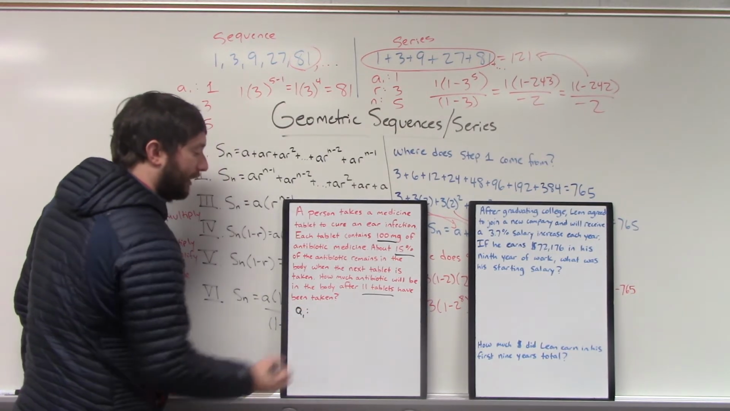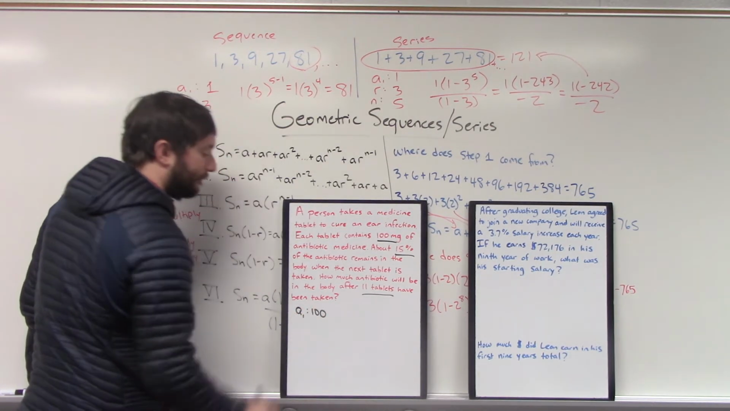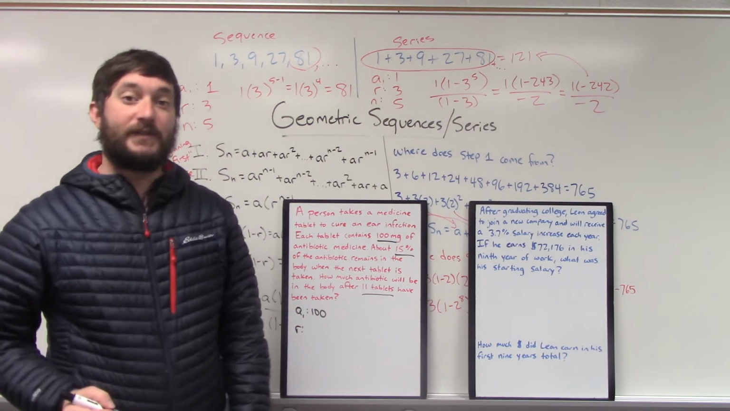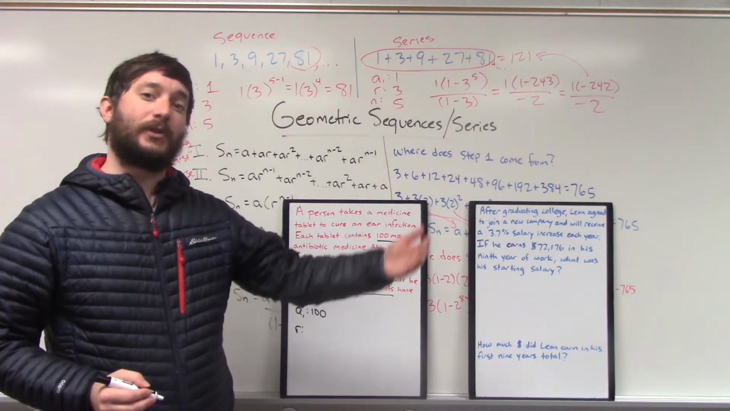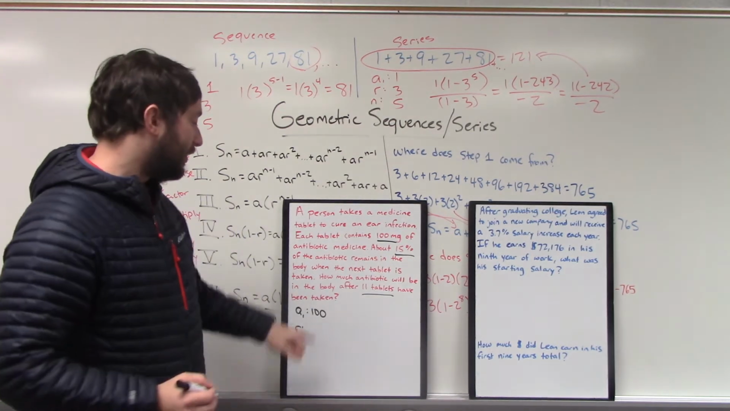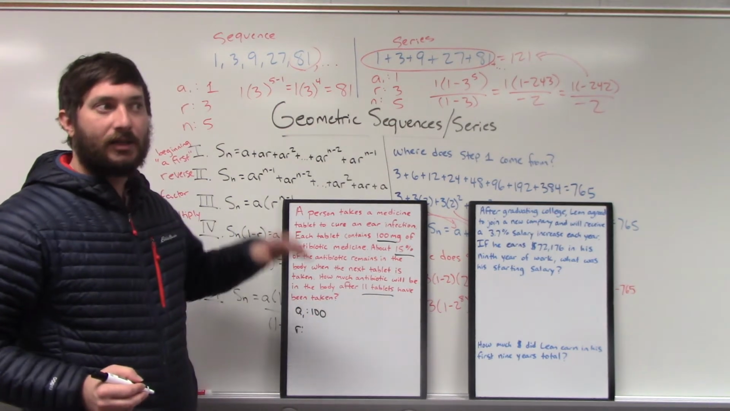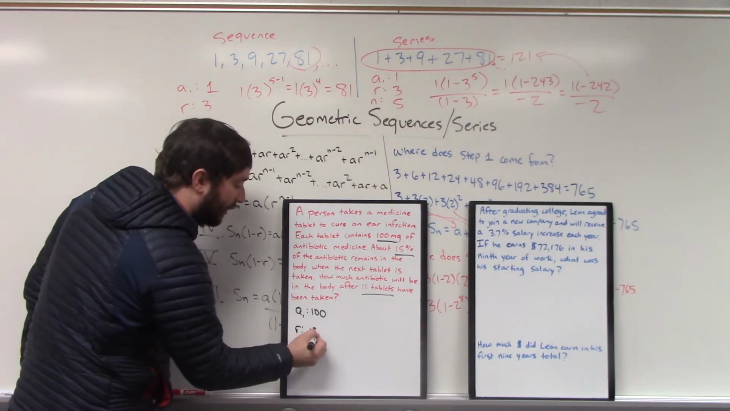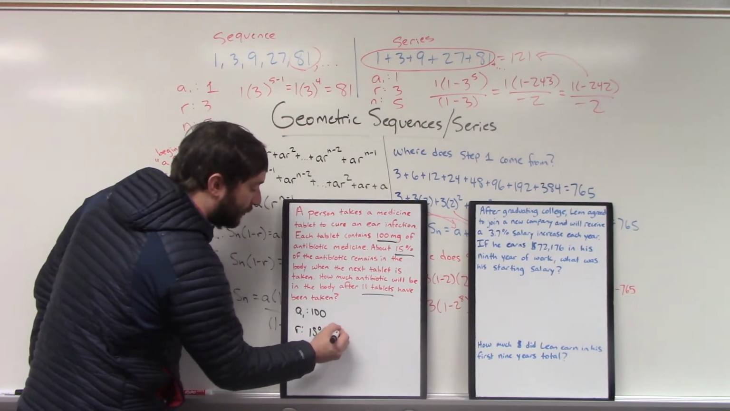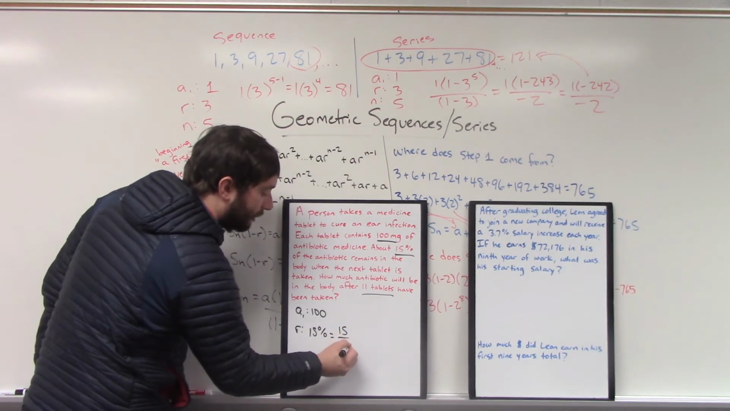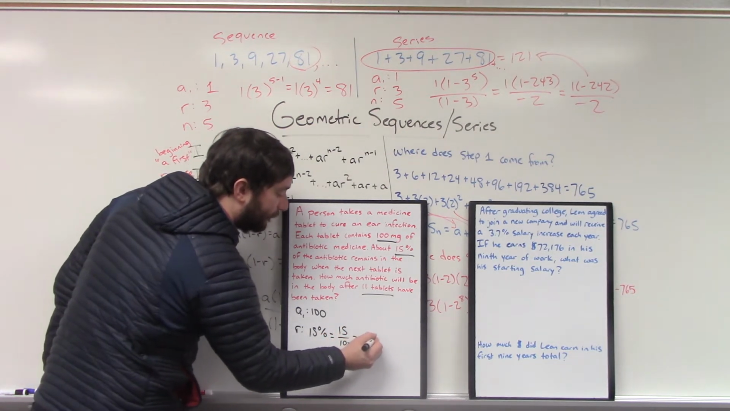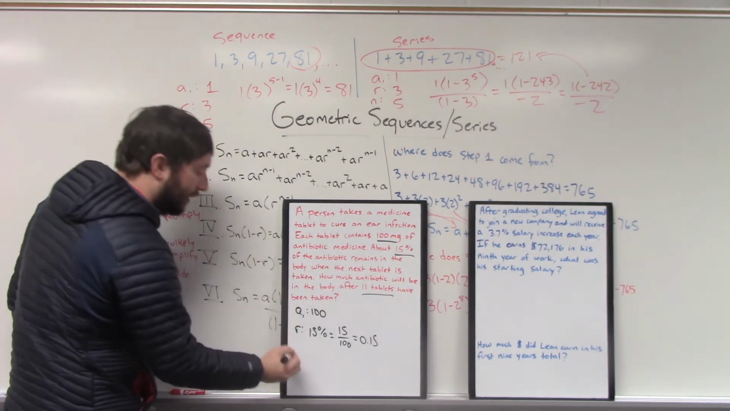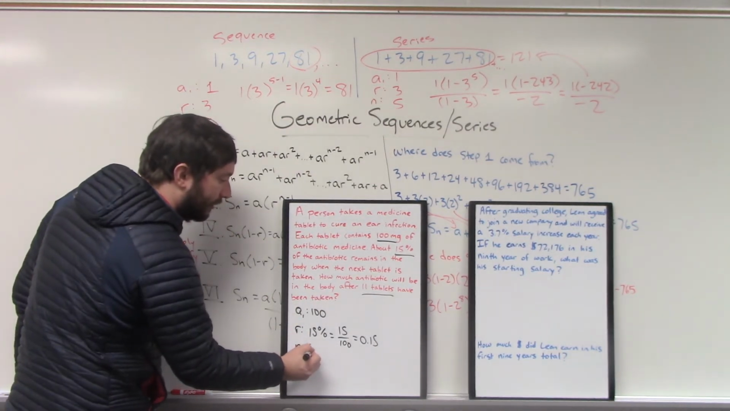So in this case, a1, your initial, is 100 milligrams. Your ratio, the common ratio here, is going to be 15% because that's always what's left over after you take your tablet. So you start with 100, but then all that's left over when you take the next dose will be 15%. And we're going to change this, as usual, to decimal form by dividing by 100. Okay. And lastly, n. n is going to be 11.